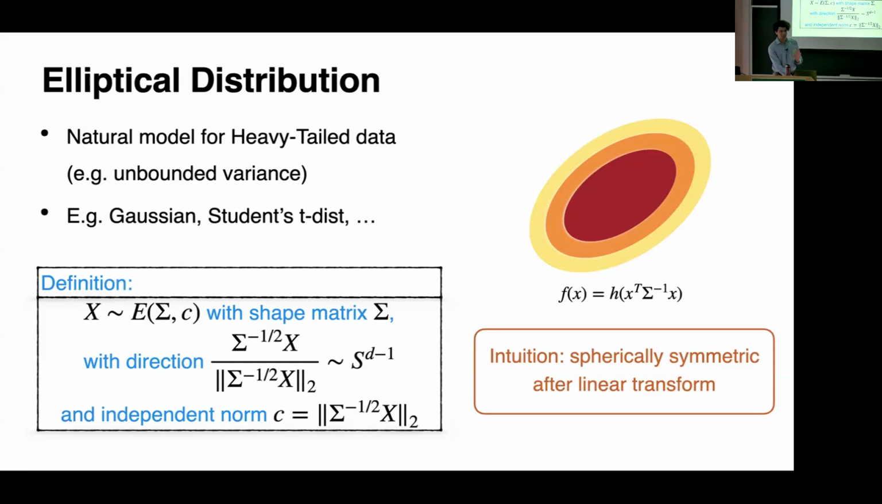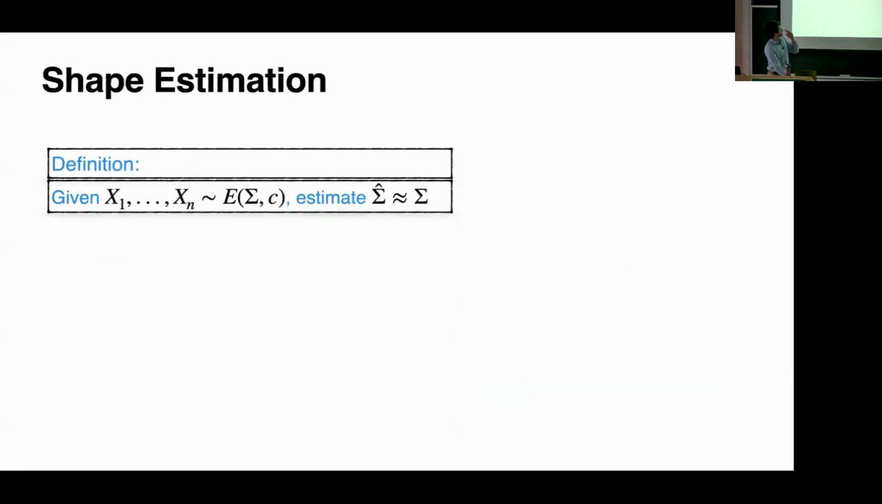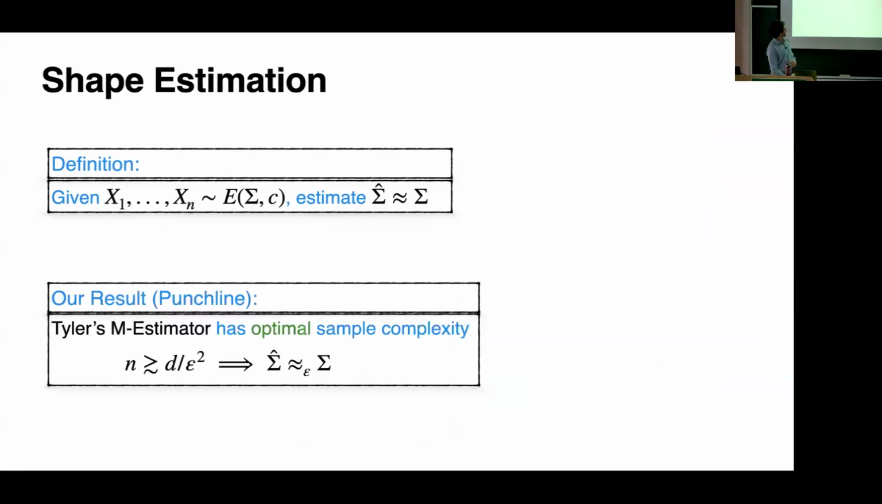Cool. Any questions on the model so far? So these models could have unbounded variance, but we still want to learn something about them. And in particular, what is the estimation problem? We want to learn the shape matrix. We don't care about the norm random variable for this talk. So that we consider as a nuisance parameter, and we want to learn the shape matrix in the same way as learning the covariance matrix of the Gaussian. I will actually say one more thing. In the setting where the covariance matrix does exist, the shape matrix matches that up to a scalar. This is a meaningful generalization.